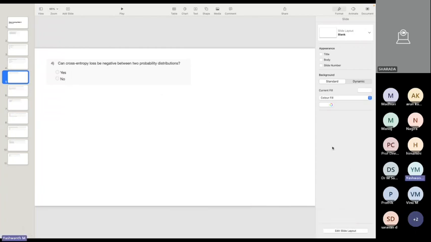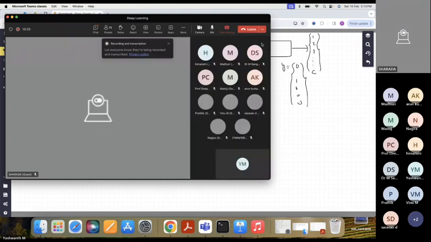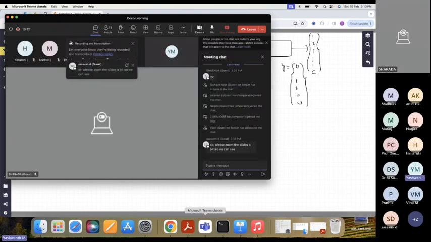Any guesses? You can write in the chat box if there are any guesses. Can a cross entropy loss be negative?